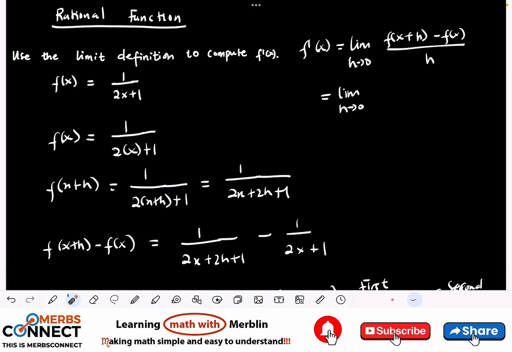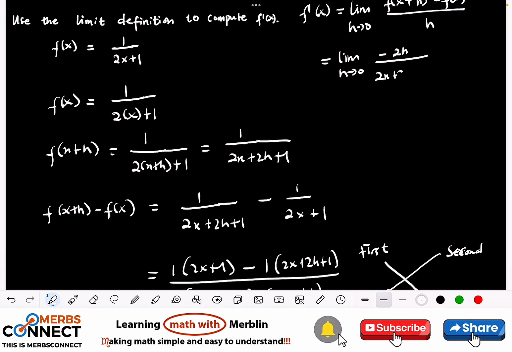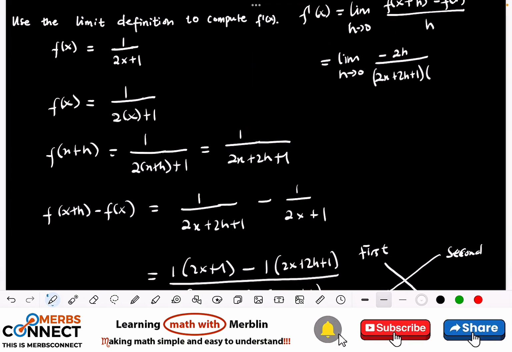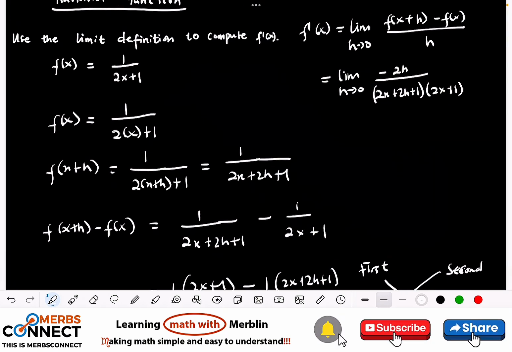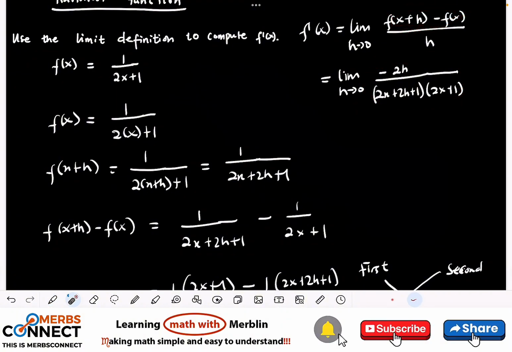So this is minus 2h divided by 2x plus 2h plus 1 times, I think, 2x plus 1, right? So everything here is just the one on the top. So we are going to divide it by what? h. But instead of writing the division as divided by h, I'm going to make it times 1 over h. So this is what I'm going to get.